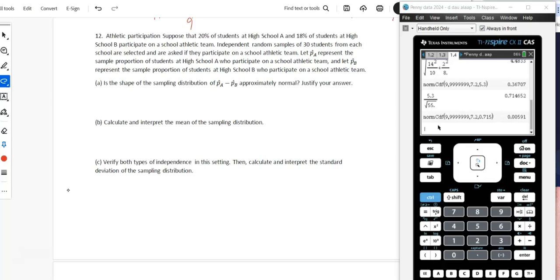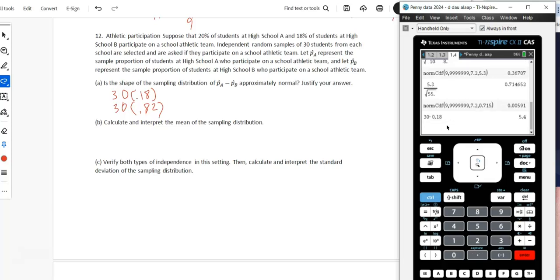Okay, so these are percentages. So for it to be approximately normal, you have to check the large counts condition. So 30 times 0.18, and then 30 times 0.82. Well, let me just do 30 times 0.18. I'm not real optimistic about this. About 6 almost, 5 or 6. That's not greater than or equal to 10. So it is not approximately normal because it doesn't pass the large counts condition.